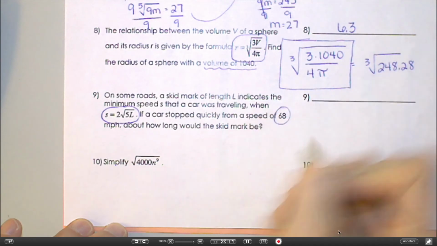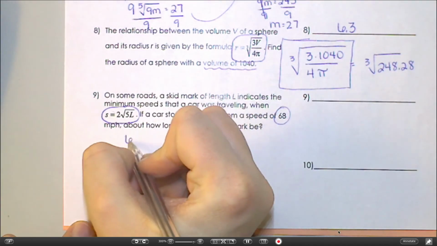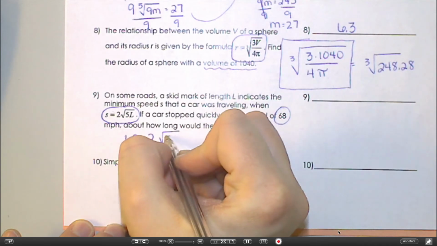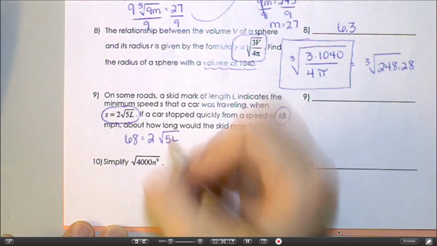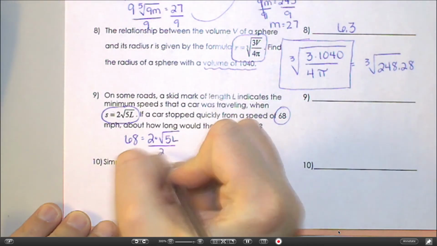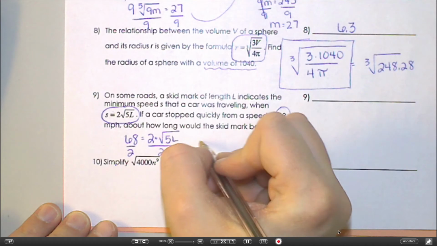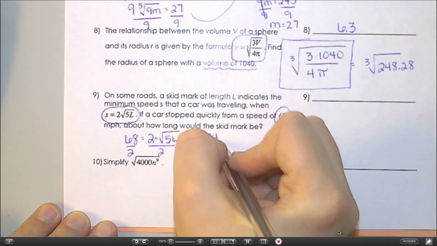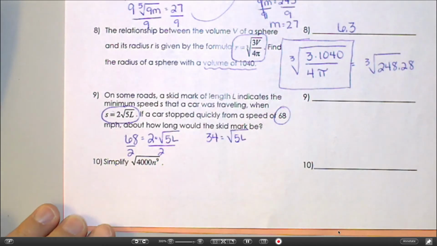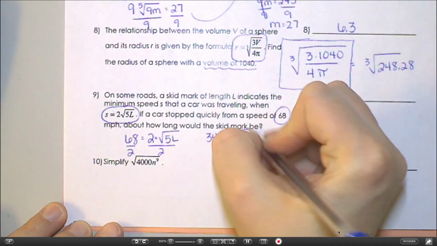All right, let's put the 68 in for S. So 68 equals 2 times the square root of 5L. This is 2 times the square root, so what do you want to do? Divide by 2. So then you would have 34 equals the square root of 5L. How do I get rid of a square root? Square it.